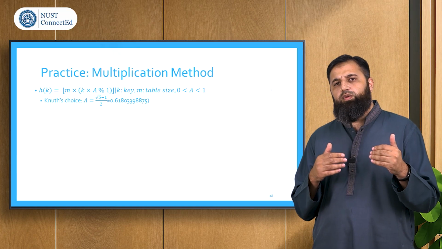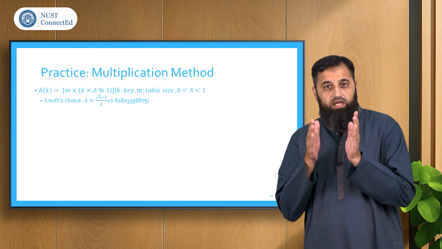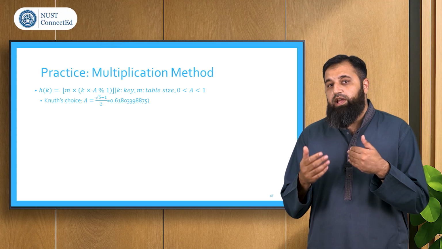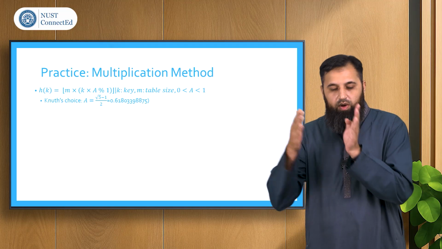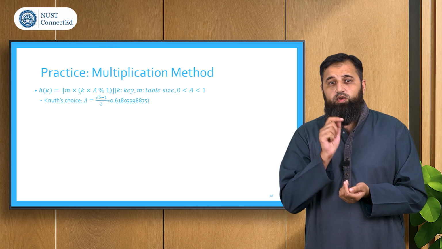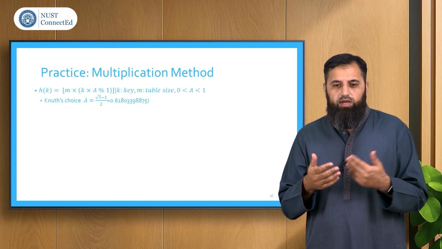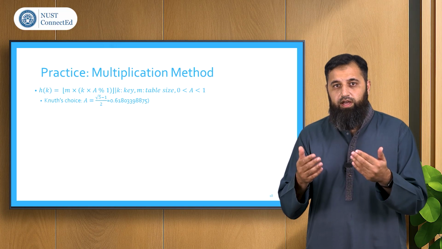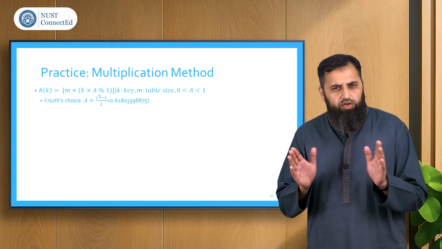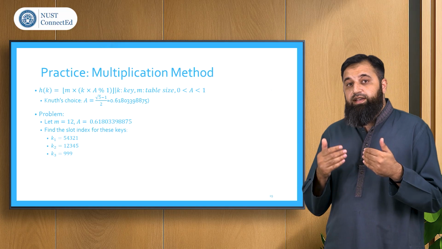Here, the formula that we are going to use is a simple one. We want to multiply the key with A, then take mod with 1, and multiply by m, producing a value somewhere between 0 and m minus 1. Here, A is the key constant. Its value is between 0 and 1. According to the notes, there is a formula which you can use to calculate this particular constant value, which is (square root of 5 minus 1) divided by 2, which is close to 0.61803399.